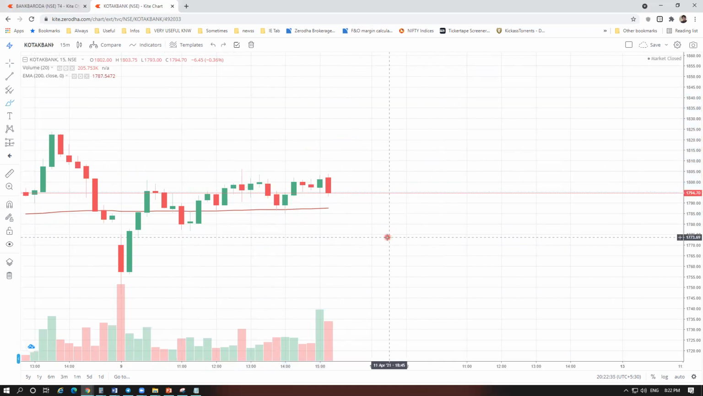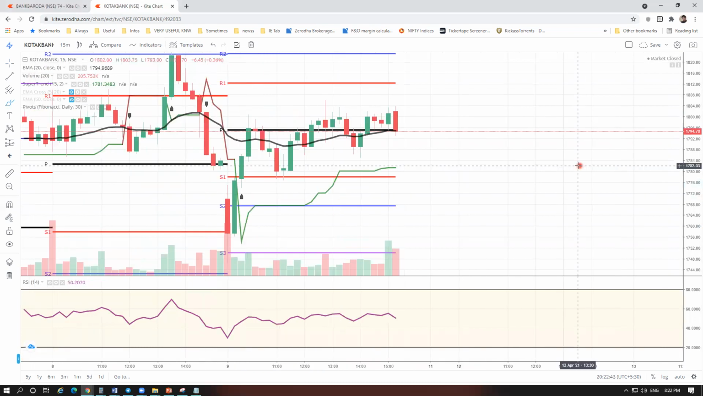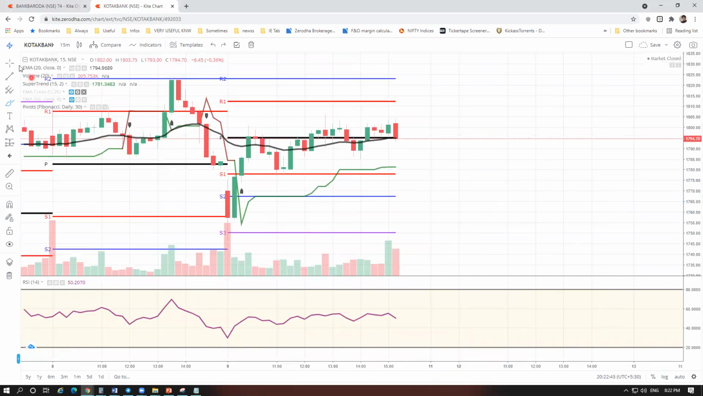Okay, and one more setup I told you. This setup, EMA 20 with the RSI setup. You just set it up in your Zerodha. See what happened. It crosses the P. P is the price. It's below that. That means it's a sell.